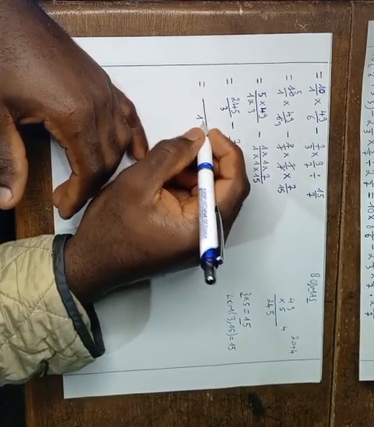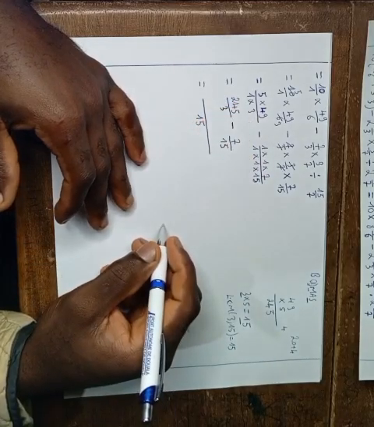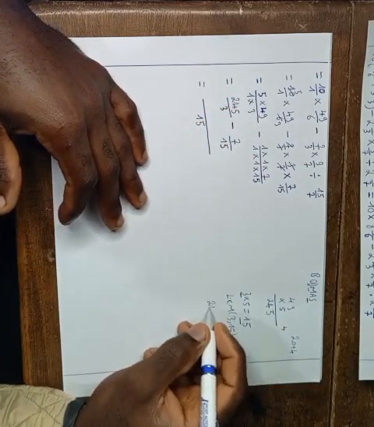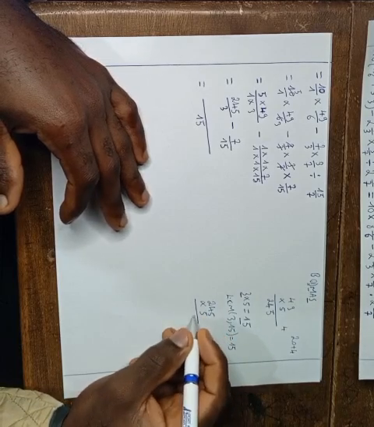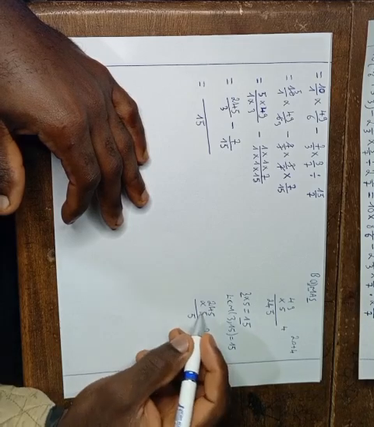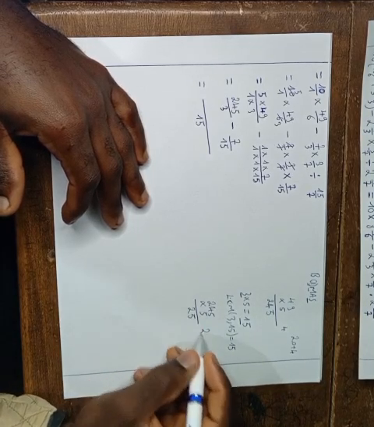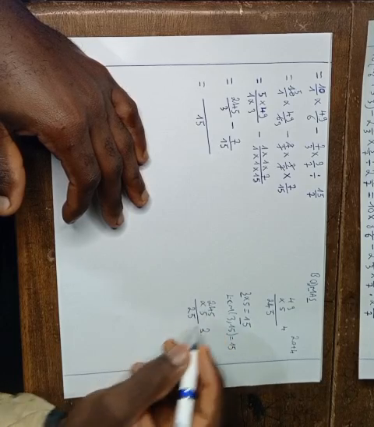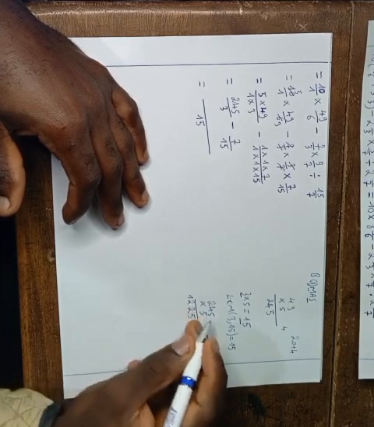So we are going to write down 15 here. 15 divided by 3 gives us 5. 5 times 245. 5 times 5 gives us 25. We are going to write down 5. We carry 2. 5 times 4 gives us 20, plus the 2 we carry, 22. We write down 2. We carry 2. 5 times 2 gives us 10, plus the 2 we carry, 12. We write down the 12.